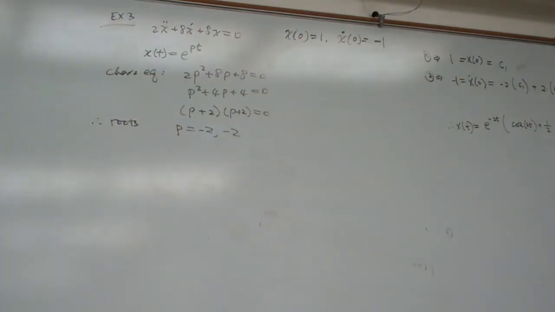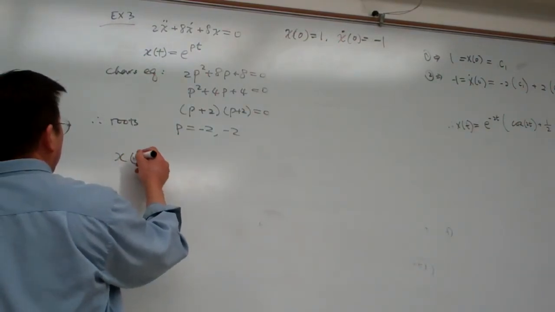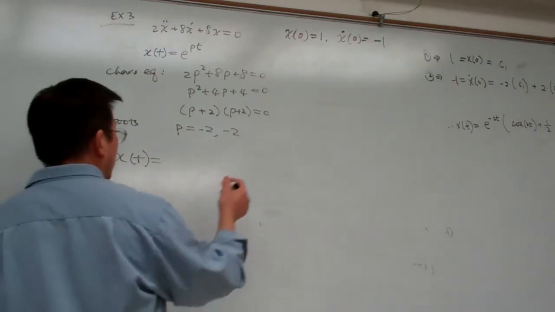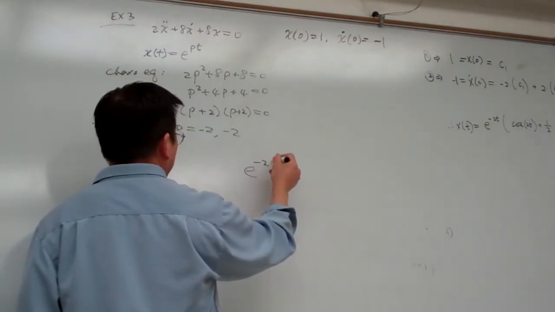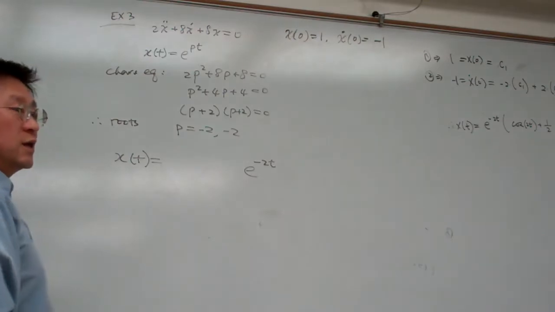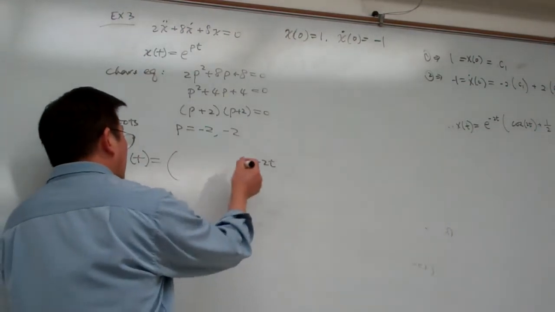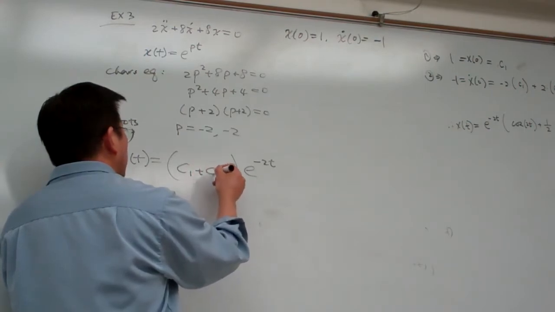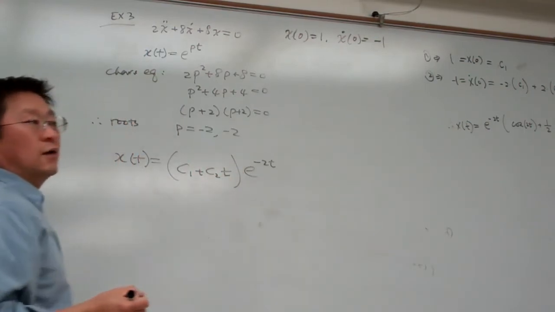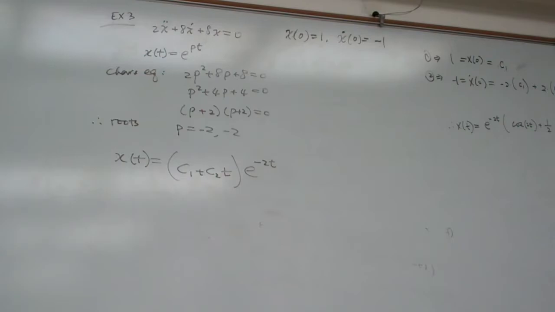Because that is a real and repeated root, this is a critically damped system. So therefore, from here we know for this one, again, that is an exponential decay. But because this is a repeated root, the combination is (C1 plus C2 t). Okay, so that is what we learned from the earlier lecture here.